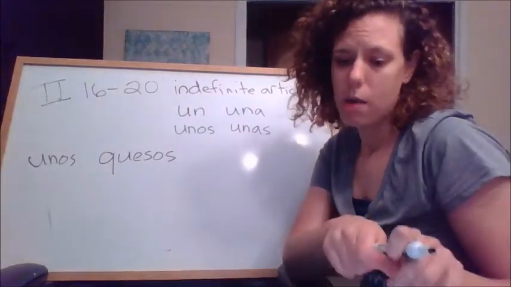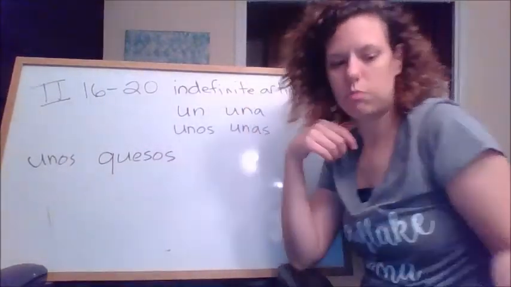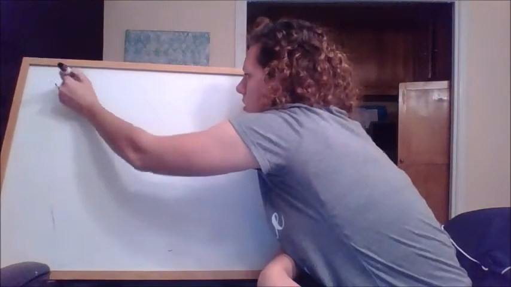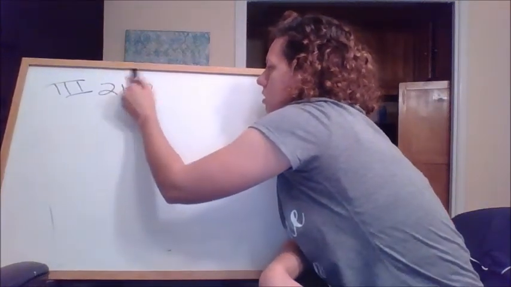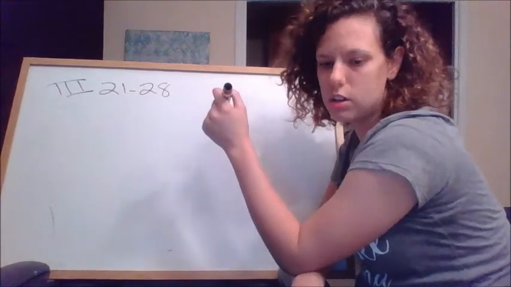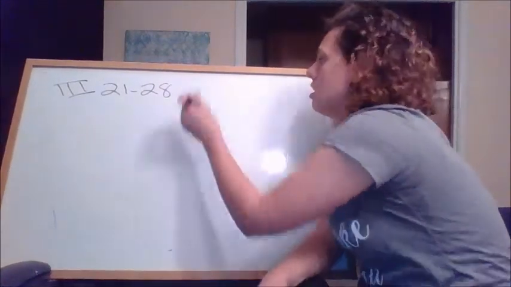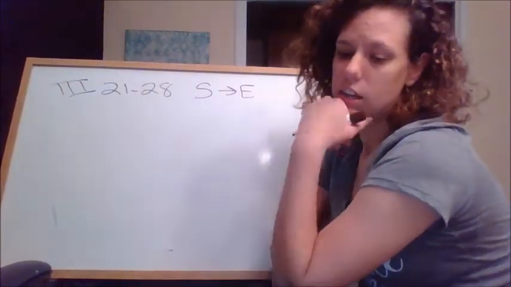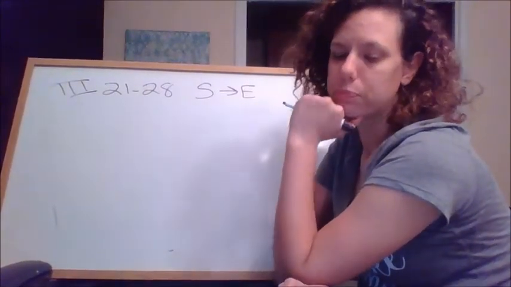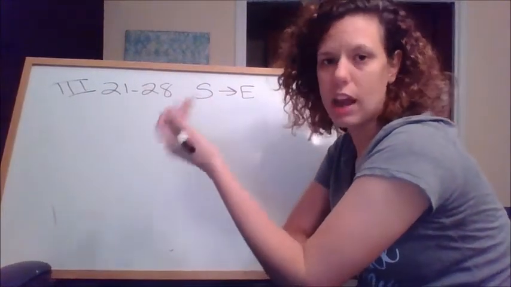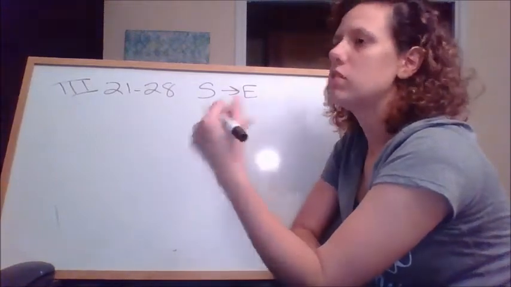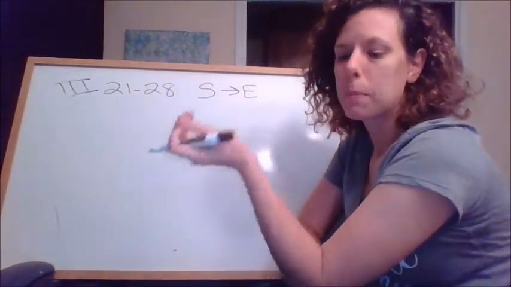All right. Part 3 is 21 to 28. This is vocabulary. It is from Spanish to English. It says include the article if applicable. So, like if one of the words is el piano, you have to say the piano, not just piano.